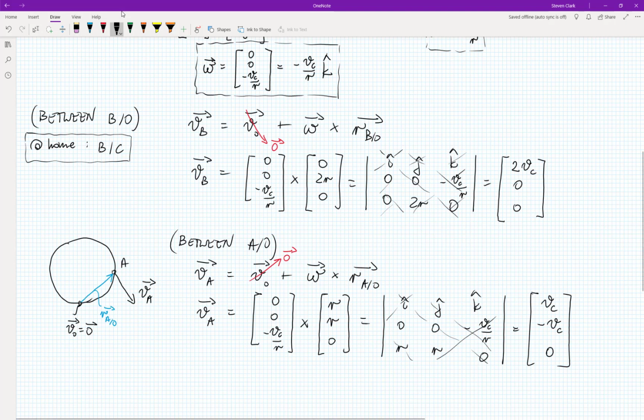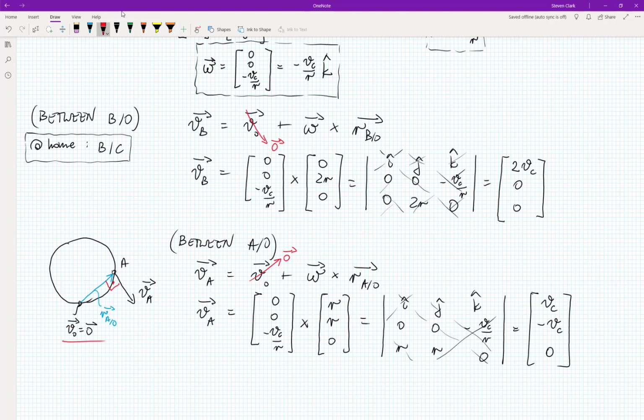Yep. As you can see, this is a right angle here. Our vector VA forms a right angle with vector RAO. And this is because the velocity of point O is 0. Point O is the so-called instantaneous center of rotation.